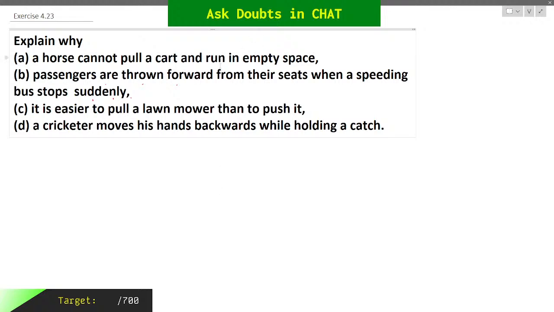And when there is no ground, there would be no reaction on the horse's legs, and there would be no agent that is pushing the horse, so the horse can't move on its own.